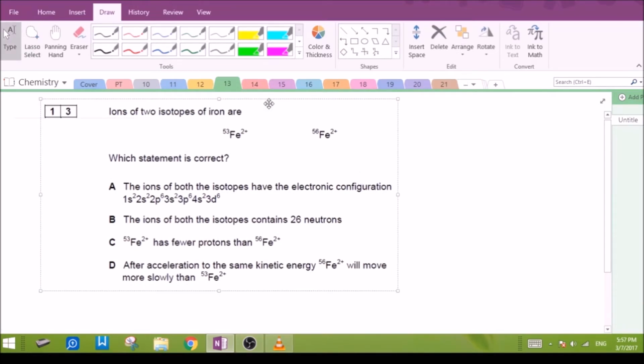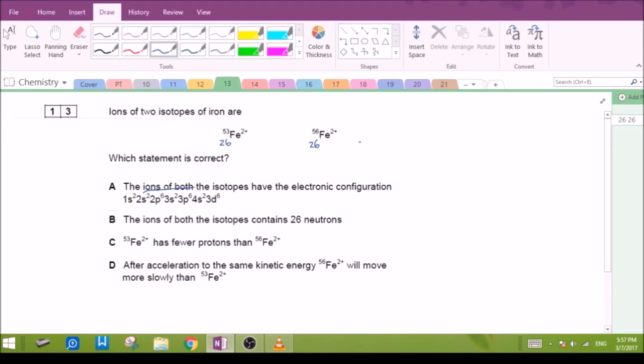Number 13. Ions of two isotopes of iron have nucleon numbers 53 and 56. So first thing to take note of is, for them to be the same element, for them to be iron, they must have 26 protons. So let's look at the options. The ions of both isotopes have the electronic configuration, and so on.